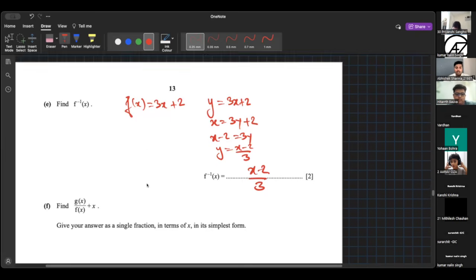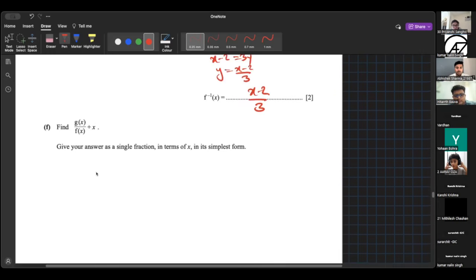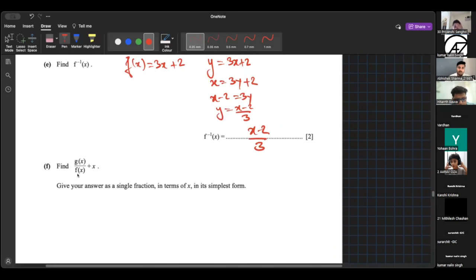Moving on to the last part, oh, there's two more parts. G of x upon f of x plus x. G of x is x square plus 1 upon f of x is 3x plus 2. And they are also telling us to add x separately. Give your answer as a single fraction in terms of x in its simplest form.